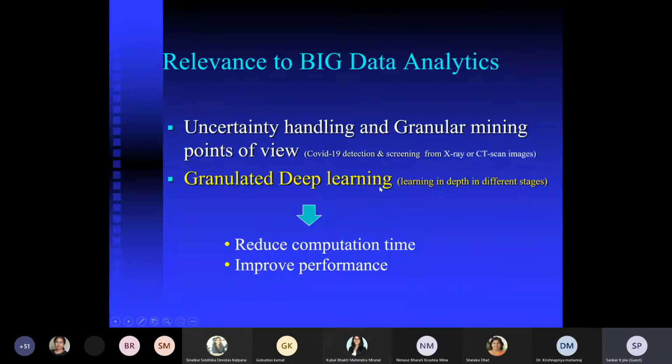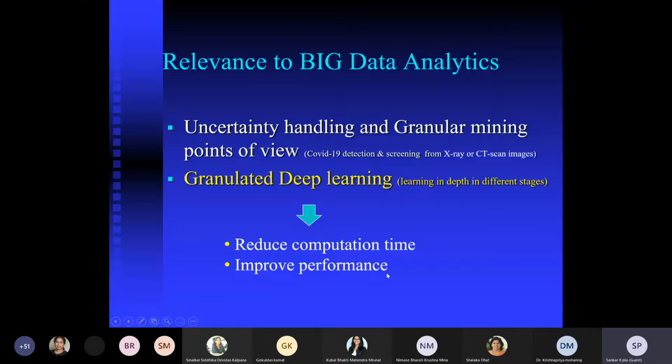And since today we have abundance of data, the choice of deep learning is meaningful and appropriate. However, since its performance depends on the number of previous samples, if you have a larger number of previous samples or examples, there is better learning capability. However, increasing the number of samples increases the computation time also. Therefore, the challenging issue is how to reduce the computation time as well as improve the performance.